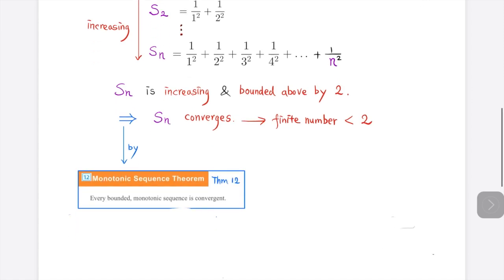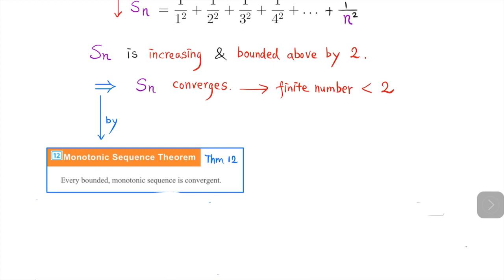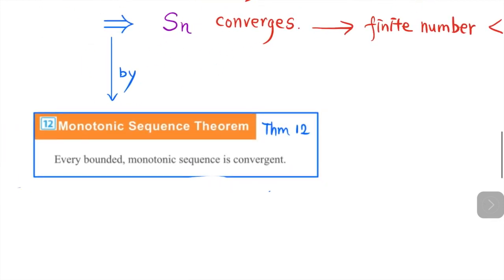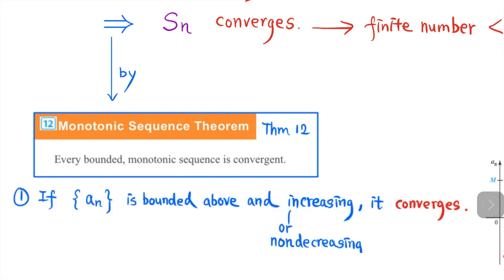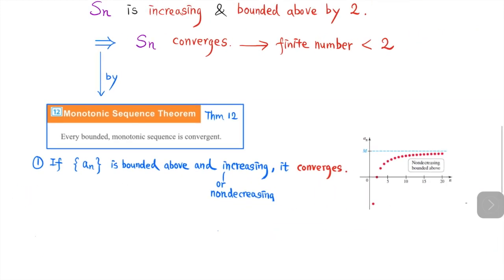The monotonic sequence theorem that we talked about was in section 11.1. It says every bounded monotonic sequence is convergent. At that time, we broke it into 2 cases. The first case is when the sequence is increasing and bounded above, then it converges. So if I have an increasing sequence and it is bounded above, then the sequence has to converge. So this is exactly what we have here.